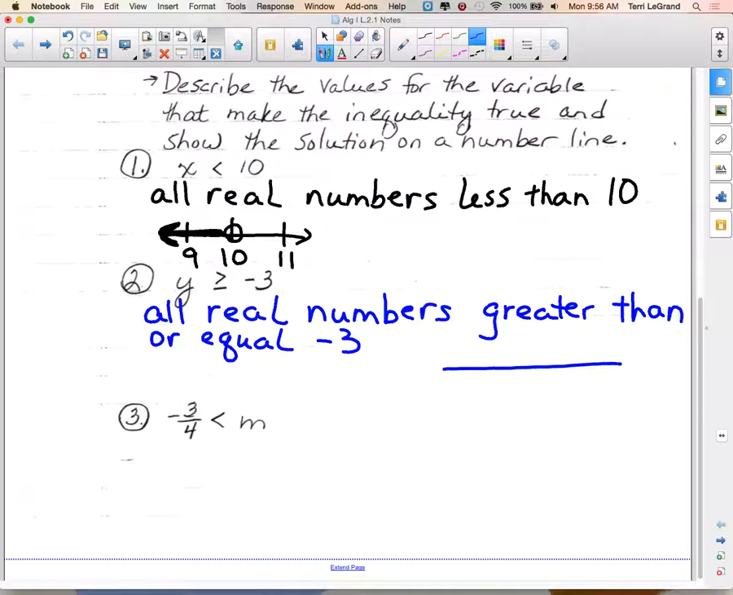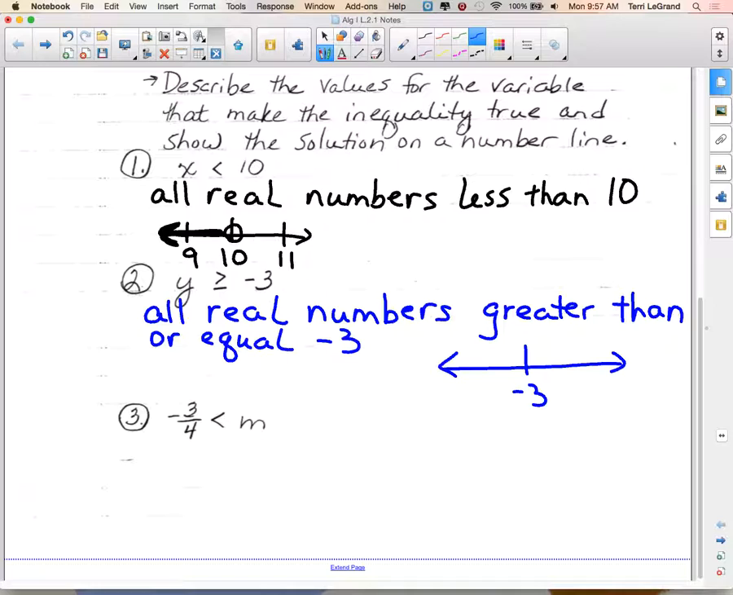Okay, well then what will that look like on a number line? What's going to be in the middle of our snapshot of our number line here? 0? Should we put 0? -3, yeah. 0 doesn't have to be in our snapshot.